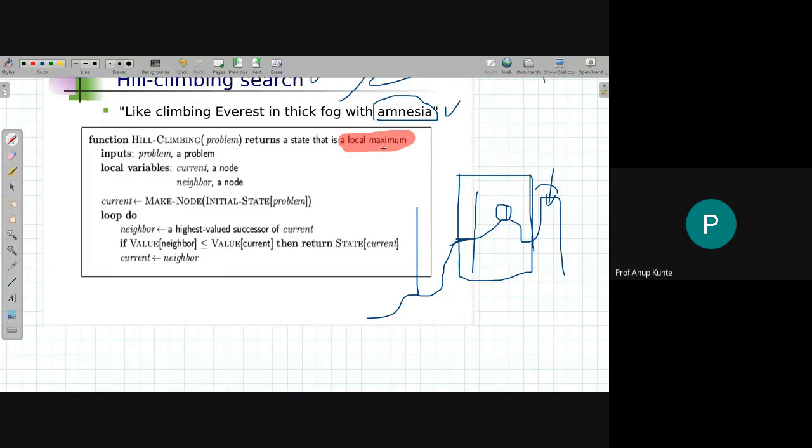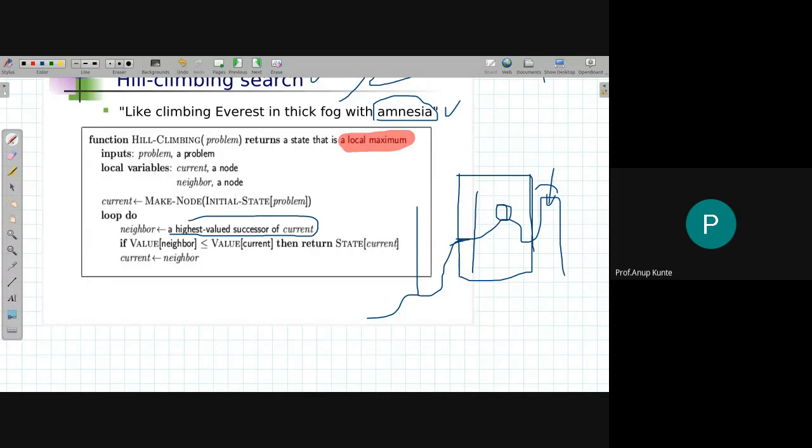Okay, first step in the algorithm, make a node. Initial state of the problem को access करो और उससे node generate करो. Node data structure generate करो. Node data structure मिलने के बाद उसको current variable में store करो. And then there is a loop. What is this loop doing? This loop is actually finding a higher valued successor of the current node.